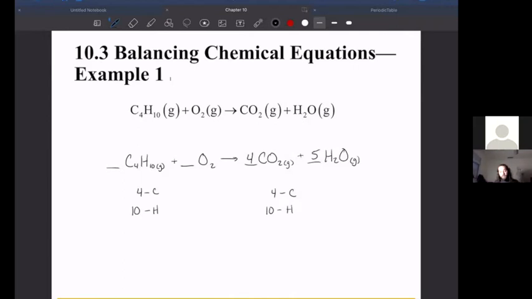Now I can worry about the oxygen, which I've put off. So this would be 4 times 2. So I have 8 oxygens in CO2 and 5 oxygens in water. So this brings me to a total of 13 oxygens on the left-hand side. And on the right-hand side, I have, no, I'm sorry. I always mix up my left and my right. I have 13 oxygens on the right-hand side. On the left-hand side, I only have 2.